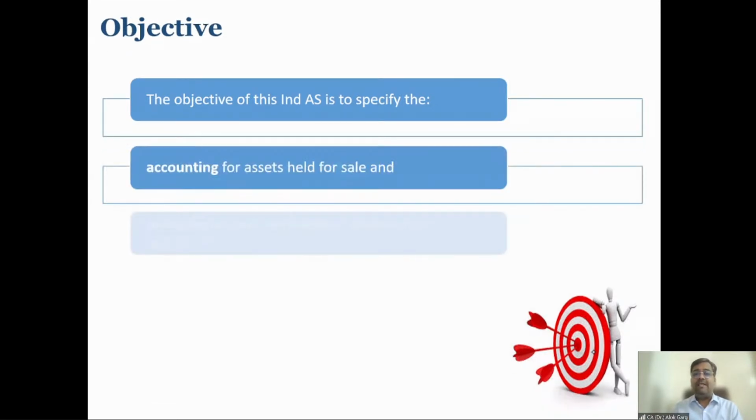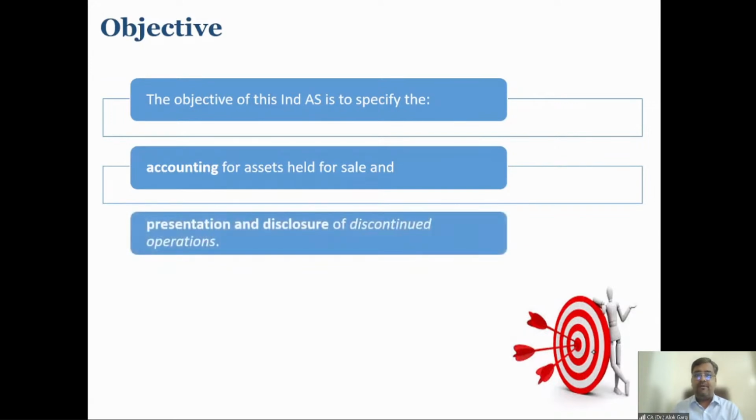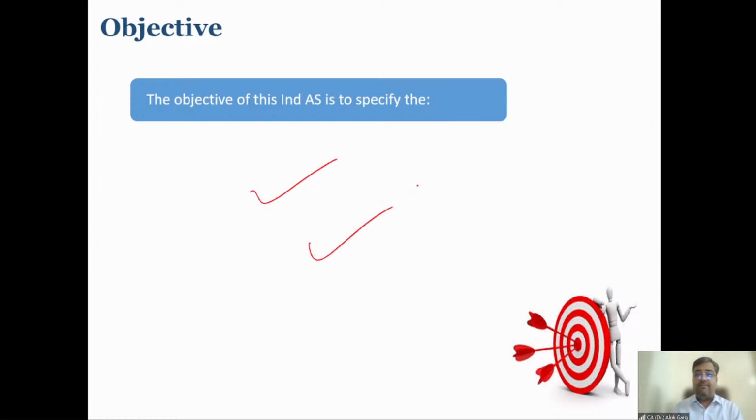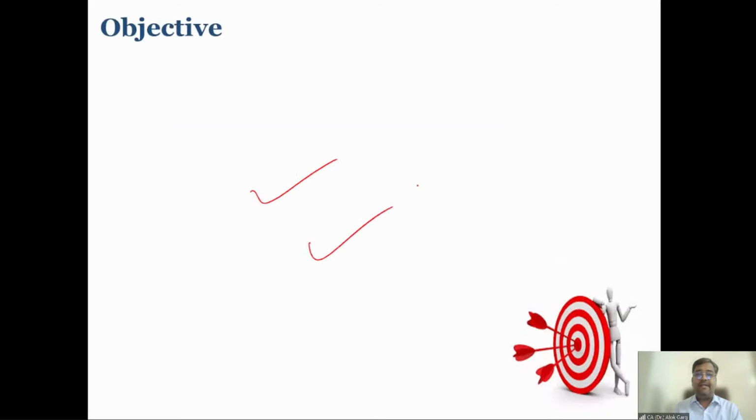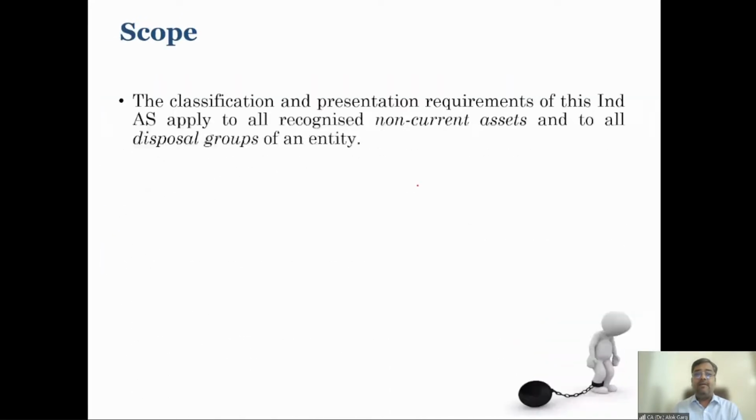The objective of this Ind AS is to specify the accounting for asset held for sale and presentation and disclosure of discontinued operations, right? We talked about this. We have discussed this in this slide. Okay. Scope part: the classification and presentation requirement of this Ind AS applies to all recognized, please mind this word, all recognized non-current assets and to all disposal groups of an entity.